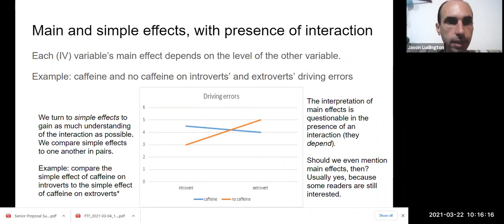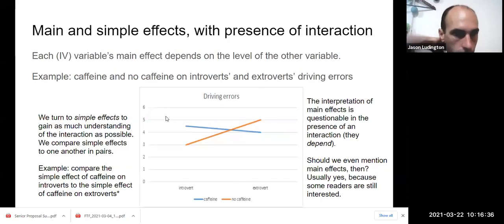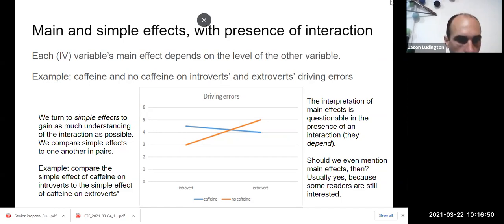So each IV's main effect depends on the level of the other IV. An example is caffeine and no caffeine on introvert and extrovert driving errors. So we can turn to simple effects to gain as much understanding of the interaction as possible. We compare simple effects to one another in pairs. Example, compare the simple effect of caffeine on introverts to the simple effect of caffeine on extroverts.